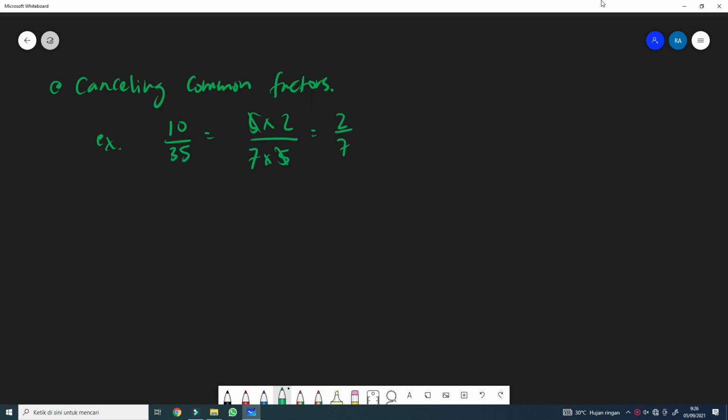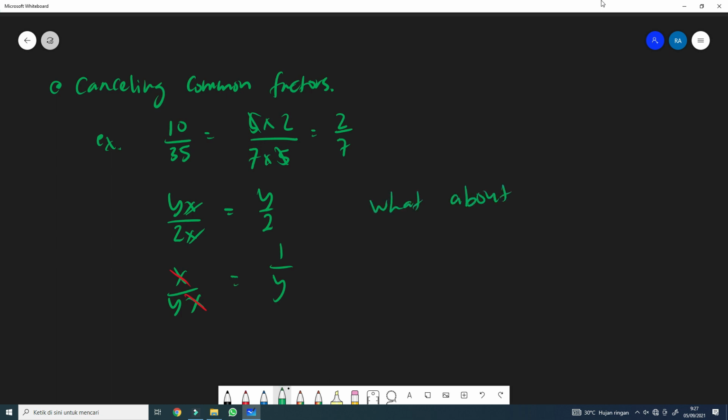Next, we can move to cancelling common factors. Example, we have 10 over 35. This can be rearranged to 5 times 2 divided by 7 times 5. Then we can take out the 5 and the result will be 2 over 7. More, in xy over 2x, we can scratch the x and get y over 2. And also x over xy, we can get 1 over y.